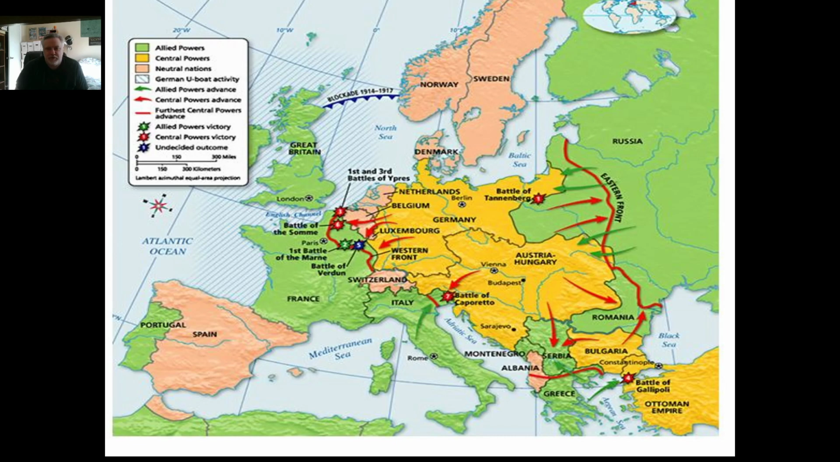The Eastern Front is pushed back several hundred miles by the Germans and the Austrians. They effectively invade Romania, Serbia, the Ottoman Turks and the Bulgarians. Like I said, there's other guys mixed in this too. They invade Romania. There's fighting between the Greeks and the Ottomans.